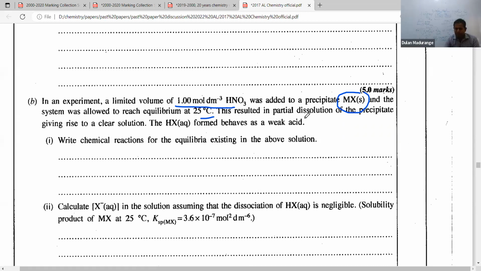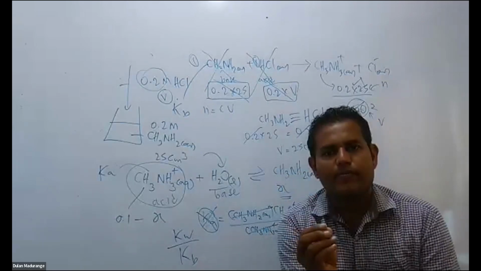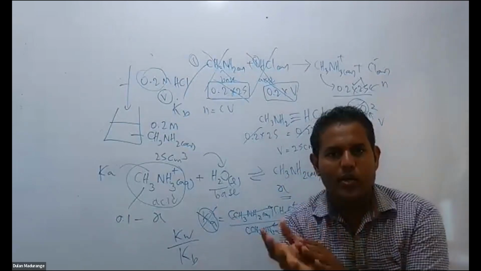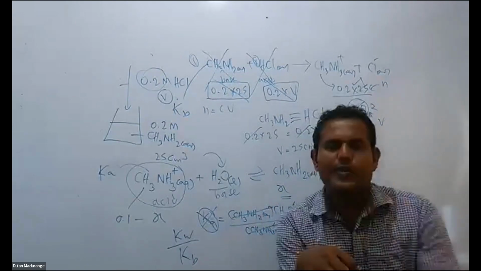This resulted in partial dissolution of the precipitate. That means the entire precipitate is not dissolved. Only a part of it will dissolve. So then that will create a case B condition.